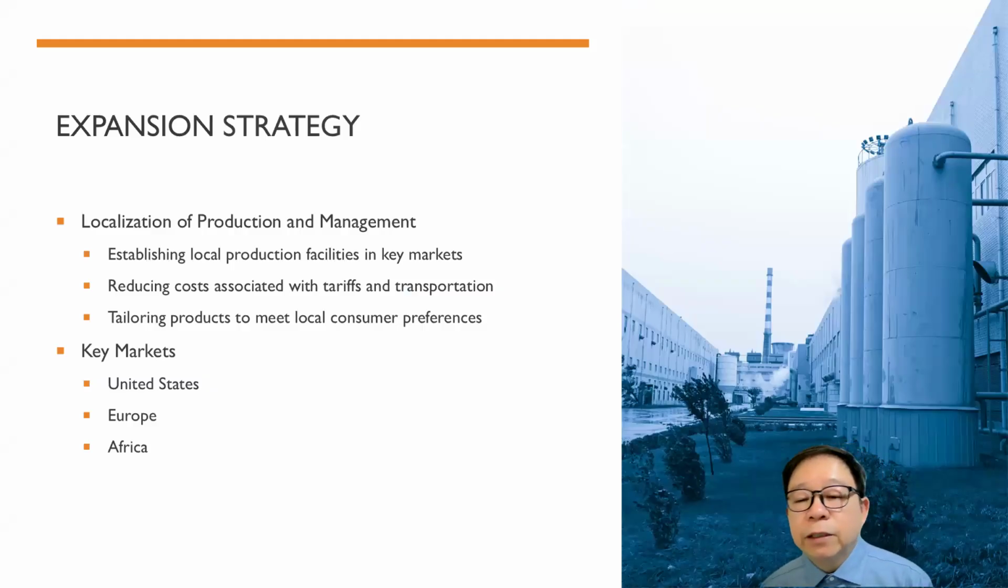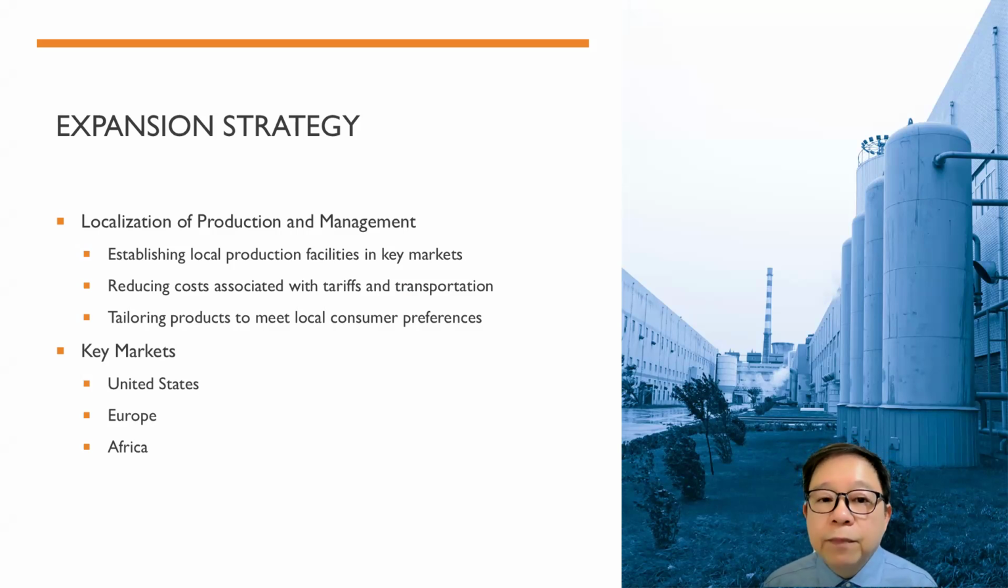So what is the expansion strategy for Haier? They have localization of production and management, right? The moment they want to sell a product in a country, they set up a local facility, a local factory. That is the first strategy that they use. Why do they do that? Because they want to reduce the cost, right? Instead of importing into the country, they can reduce the tariffs because it's locally manufactured.